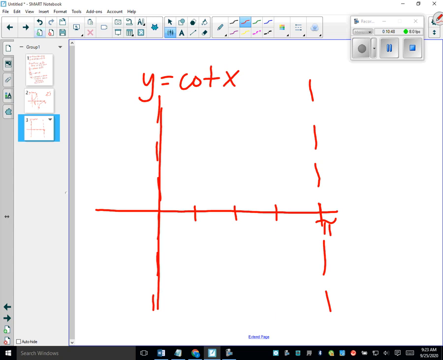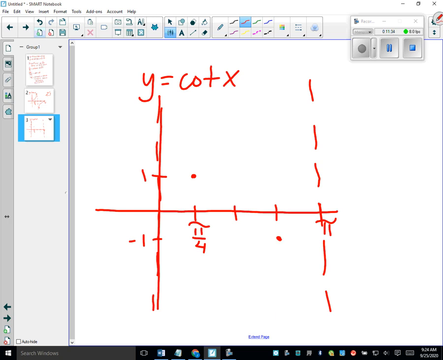Now, tangent of pi over 4 is 1, and that's a good thing for you guys to remember. What is cotangent? The reciprocal? So what's the reciprocal of 1? 1. So at pi over 4, cotangent must be 1. At 3 pi over 4, tangent was negative 1. So what is cotangent? Negative 1. Right?